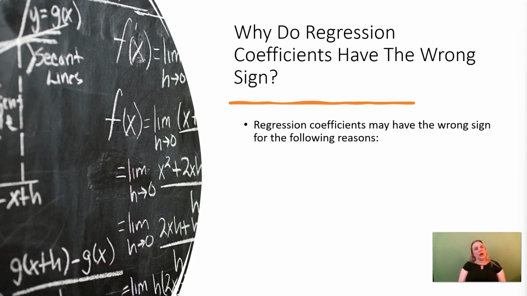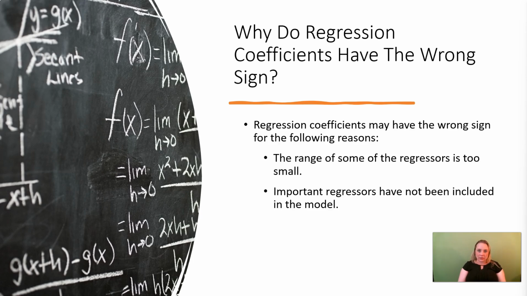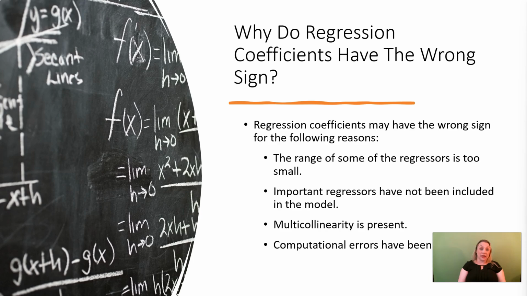So, how come sometimes our regression coefficients end up with the wrong sign? Sometimes the range of the regressor is too small. The range for it isn't big enough. Sometimes we don't have our important regressors included in our model, or we have multicollinearity within our data or within our predictor variables. And sometimes we've made just simple computational errors in the preparation of our data.